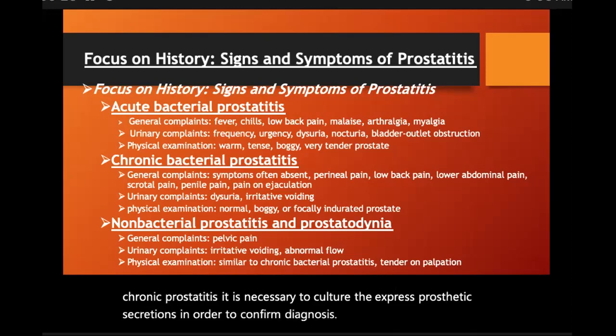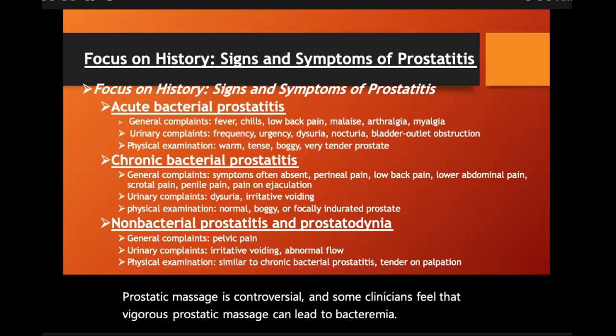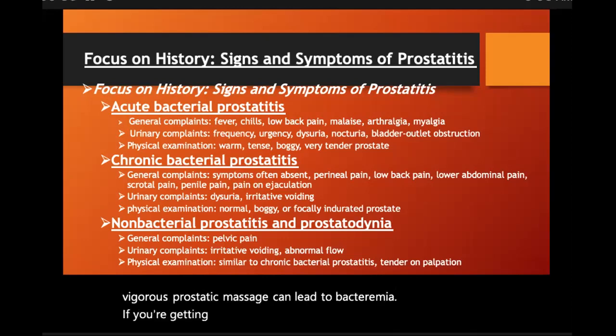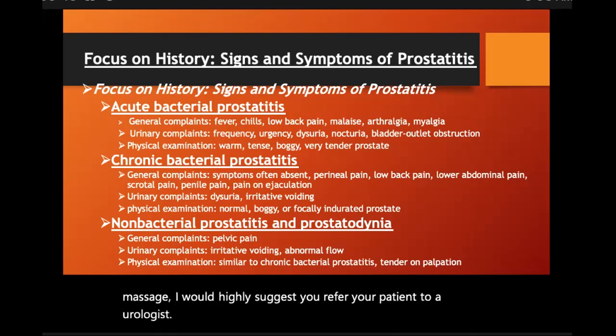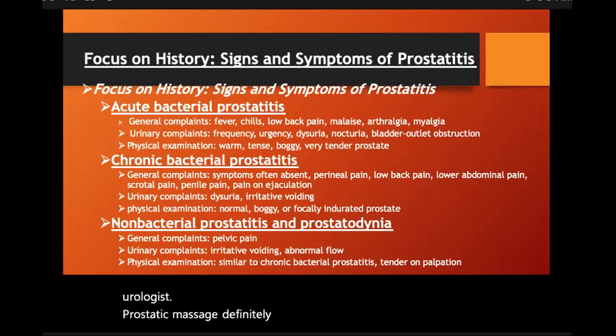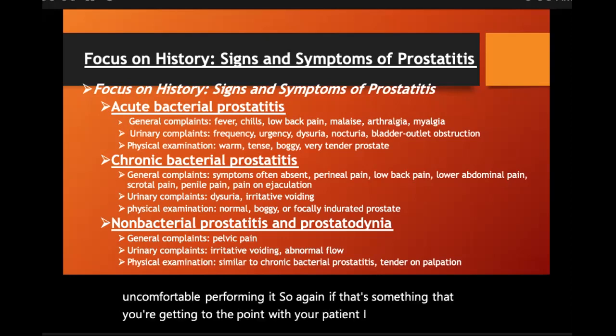Prostatic massage is controversial, and some clinicians feel that vigorous prostatic massage can lead to bacteremia. If you're getting to a point where you're considering prostatic massage, I would highly suggest you refer your patient to a urologist. Prostatic massage definitely takes practice, and it can be a little uncomfortable performing it. So again, if that's something you're getting to with your patient, I would definitely consider referring them to a urologist.